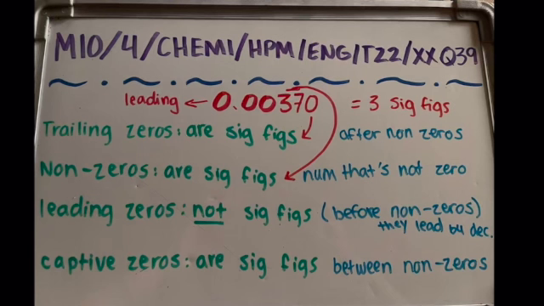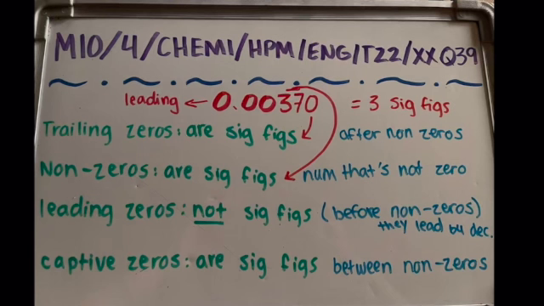Captive zeros are considered significant figures and they come between non-zeros. So we don't have any captive zeros in our question, but if we did, it would come in between the 3 and the 7, 307. If we did have one, it would be considered a significant figure. So in our question, we have reviewed our rules.